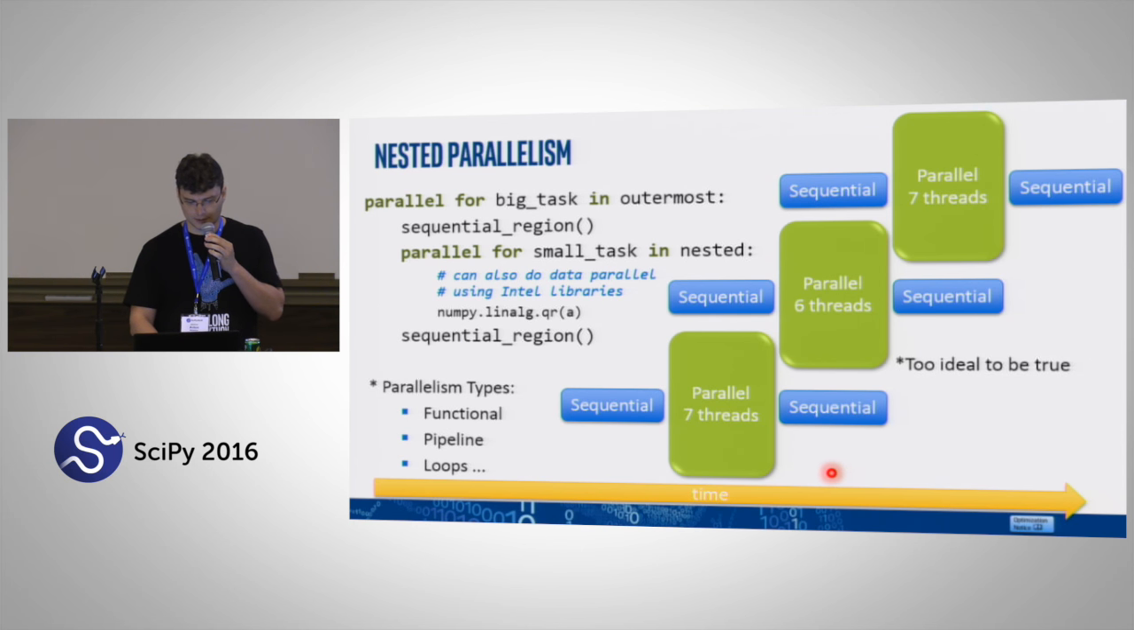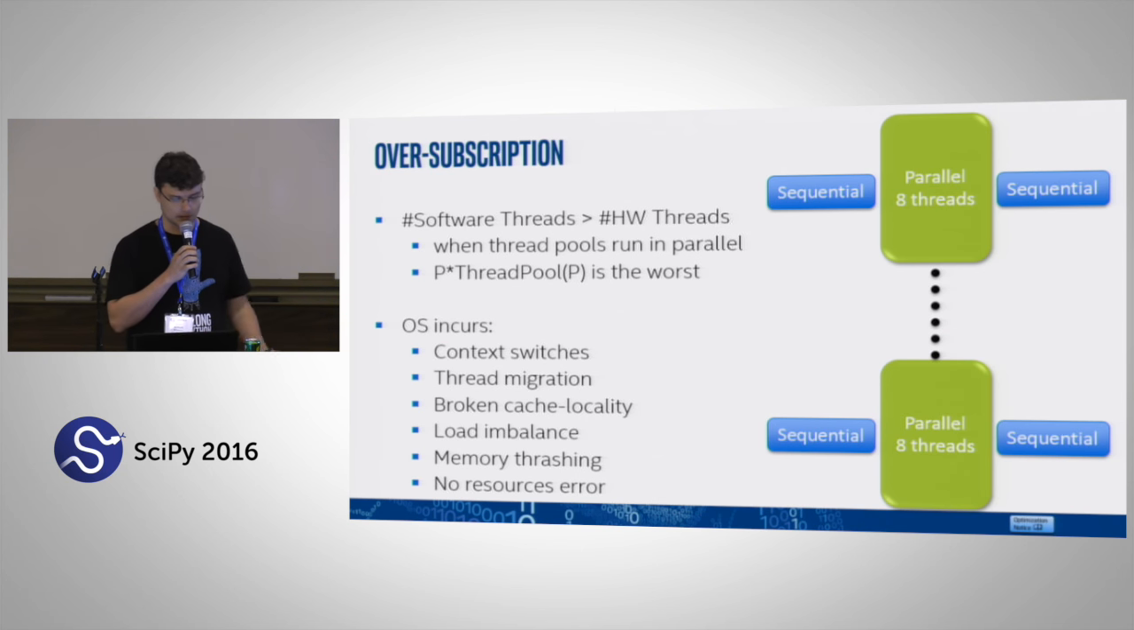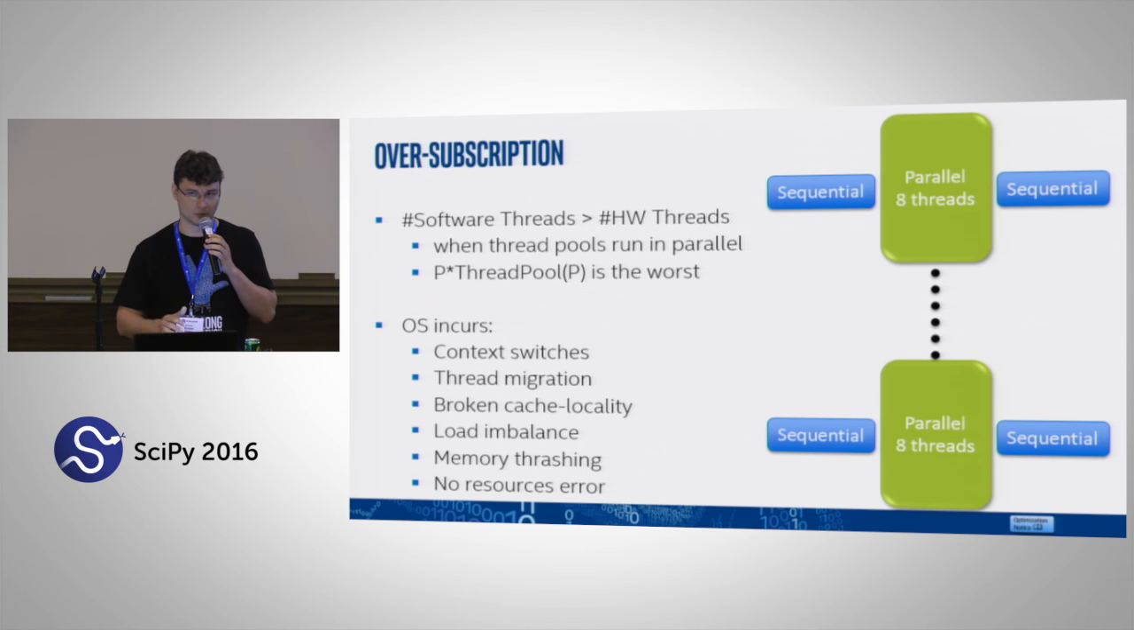And the picture here is too ideal to be true. For example, it's ideally balanced everywhere, and it rather corresponds to the pipeline type of parallelism. While this code can result in some issues, which I show here. If we have many parallel regions, which let's assume create threads or reuse threads from many pools, and if we multiply those thread pools, it leads to oversubscription, and it incurs a lot of overhead and issues, up to denial of service, like OpenMP saying, I cannot create that many threads. That's all.